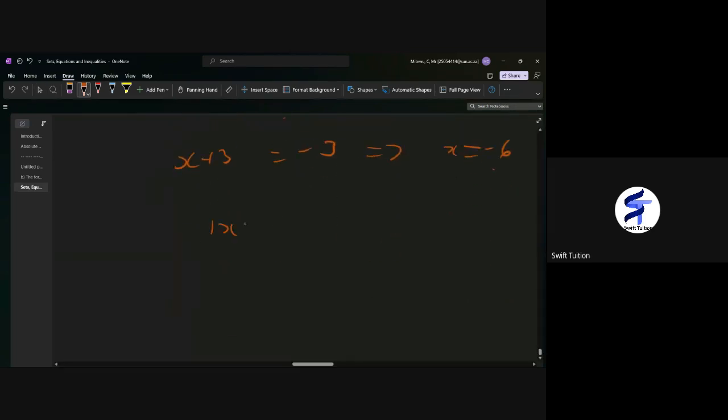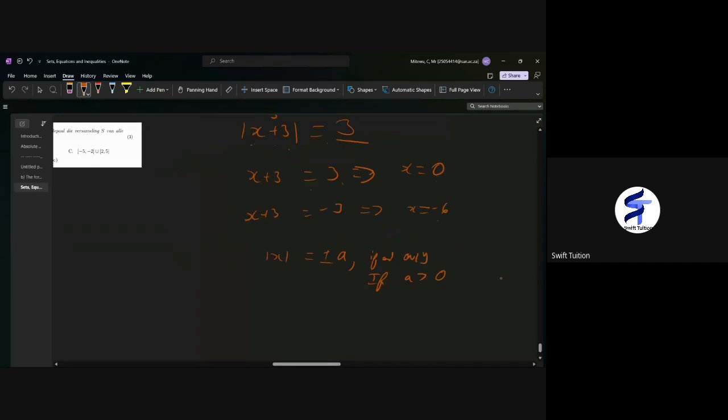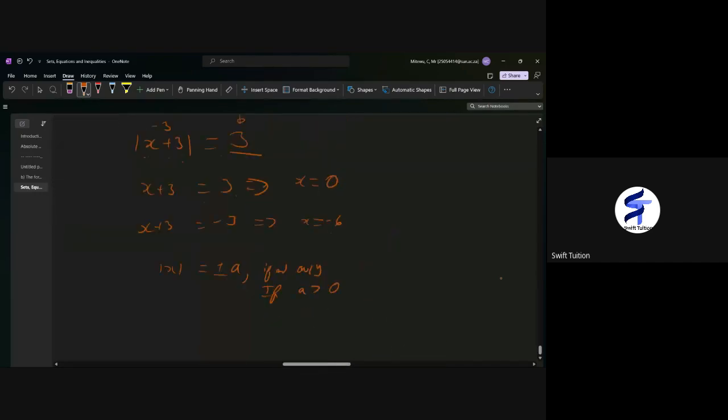The absolute value of x is equal to plus or minus a if and only if a is greater than 0. Okay, that's correct. So this is how you're going to write it, and this is how we're going to apply it. It's always going to be the same.